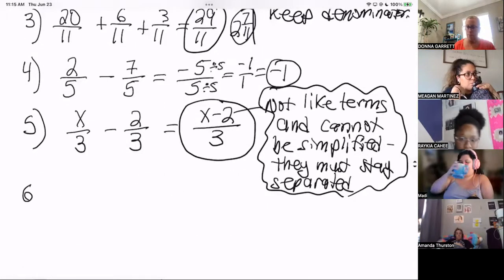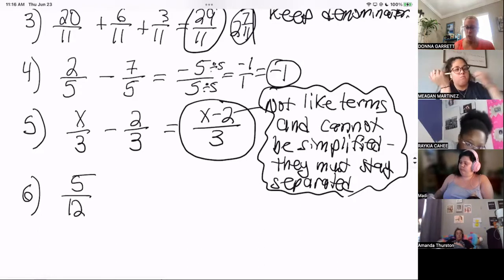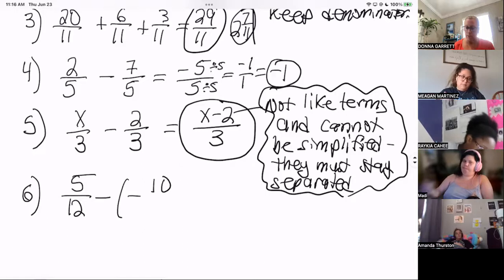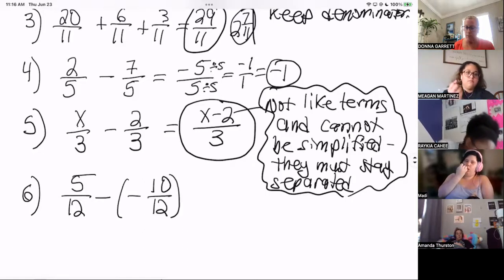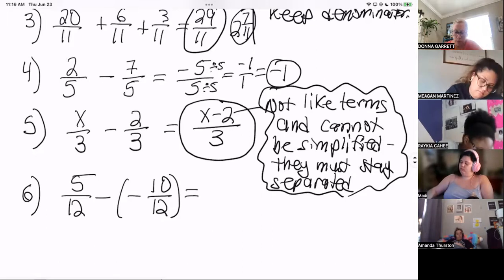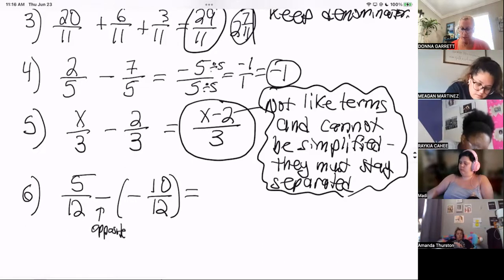Six. And then be careful of a problem like this. Just like integers, just now it's a fraction. I see minus a negative, right? So what's opposite? Remember, this means opposite of a negative 10 over 12. Well, that would be a positive 10 over 12, or you know that two negatives make a positive.